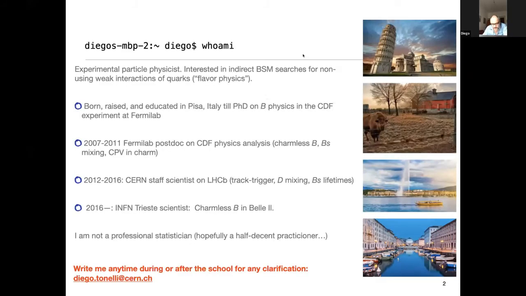This is basically my background, and I think I don't need to go through this. You can read it. The only important information of these slides are at the end. The first one is that I'm not a professional statistician, and I never gave any original contribution to the field. So please bear with me. I just hope to be a half decent practitioner, because more or less when I was your age, I had to learn it for my work, for my analysis, and then I got caught. I liked it, and so I studied a little bit.